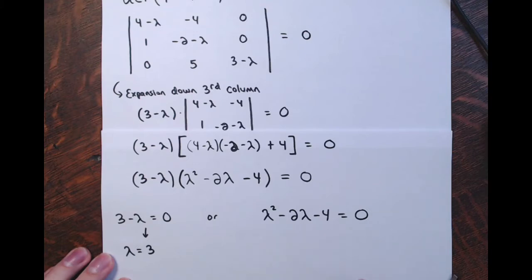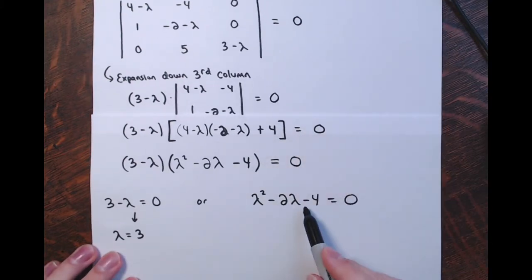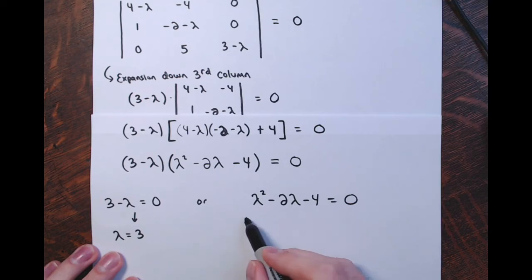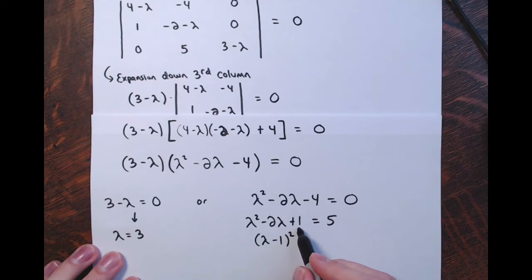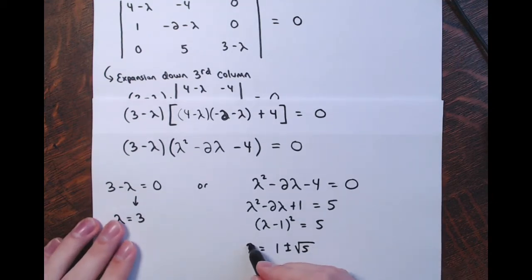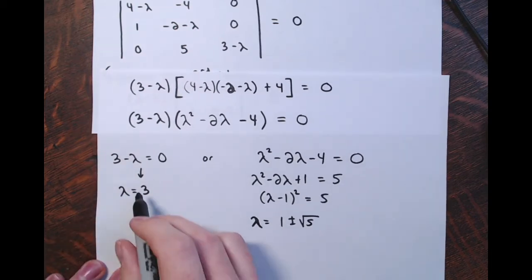And I could solve this one with the quadratic formula, or completing the square. This would be lambda squared minus 2 lambda, and then plus 1 equals, and then 4 plus 1 is 5, right? Same thing, that's adding 5 to both sides. And so we get lambda minus 1 squared, a perfect square trinomial, equals 5. Take the square root, add 1. So you get lambda equals 1 plus or minus the square root of 5. Here are two other eigenvalues. So there are 3 eigenvalues here.